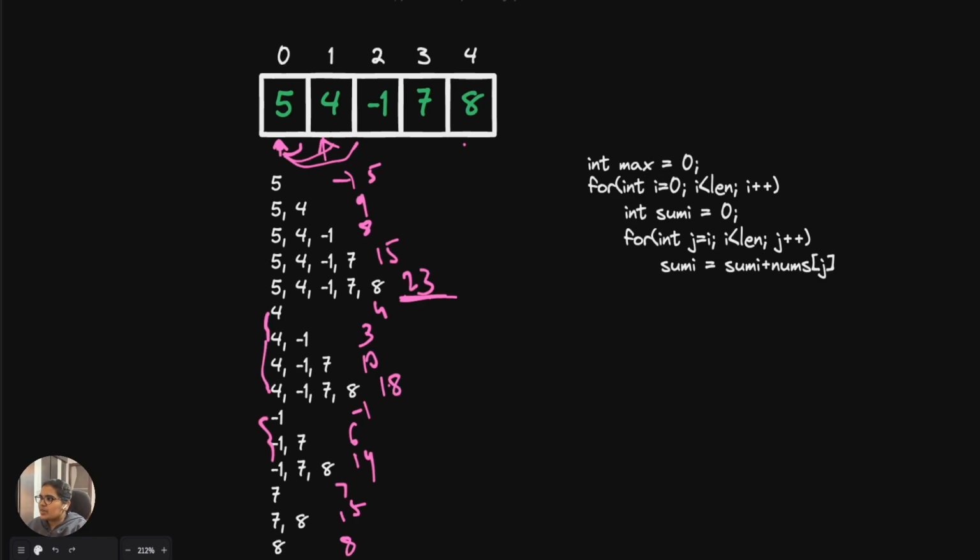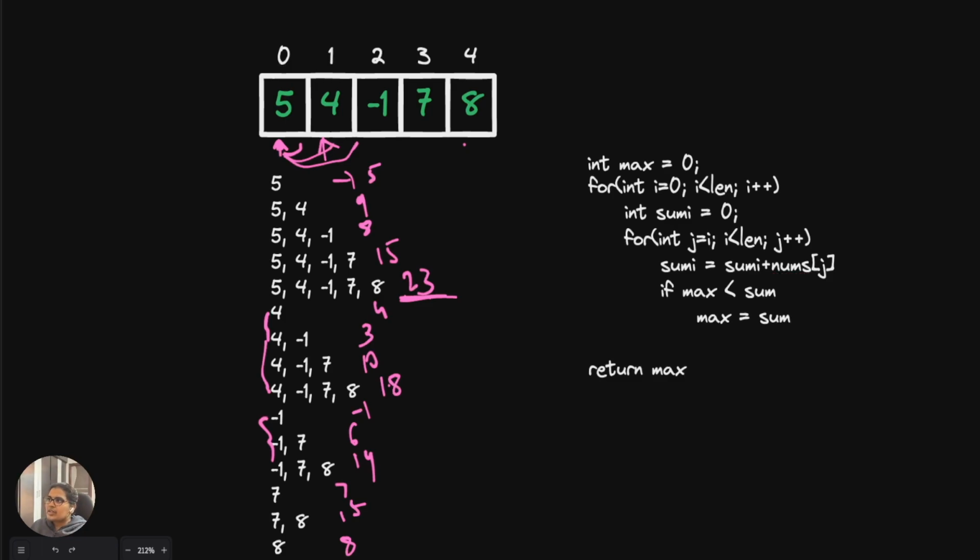Now at every point, after figuring out the sum, if this sum is greater than max, if max is less than sum, then we have to update max. Max equal to sum. Now at the end of it, we will have our answer in max.